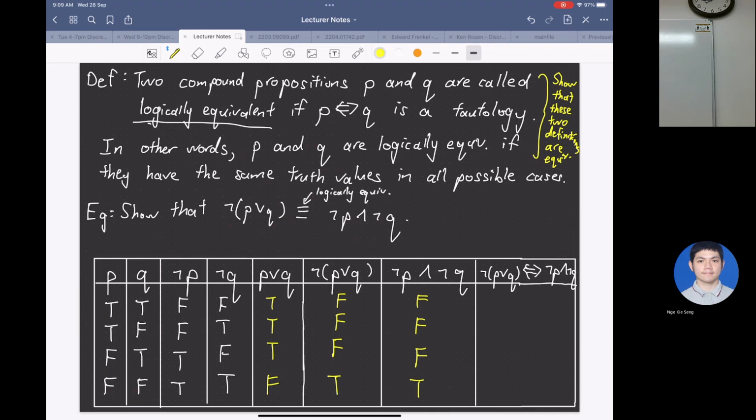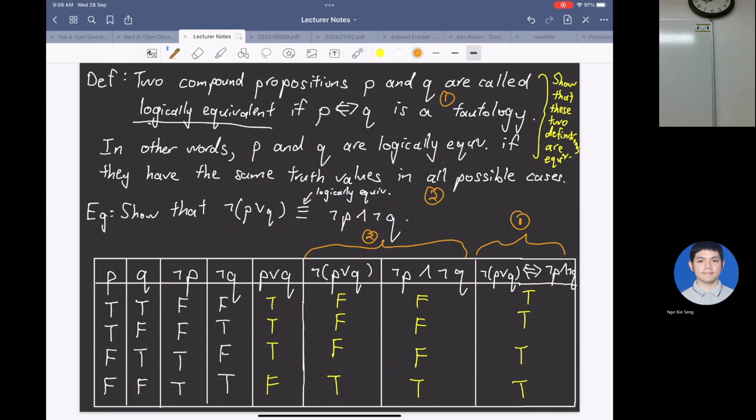So now we want to compare the not (P or Q) column with the not P and not Q column, which is true, true, true, true. So there are two ways to show this. Let me label this. This is the first way, and this is the second way. Any question?